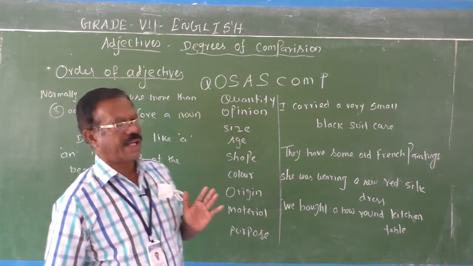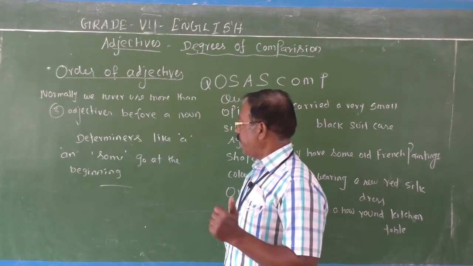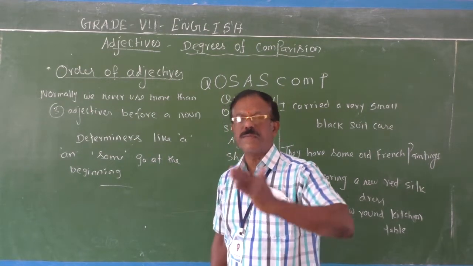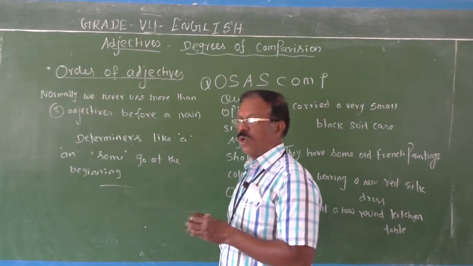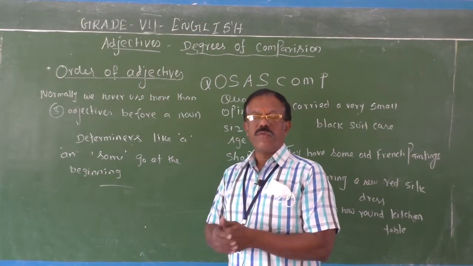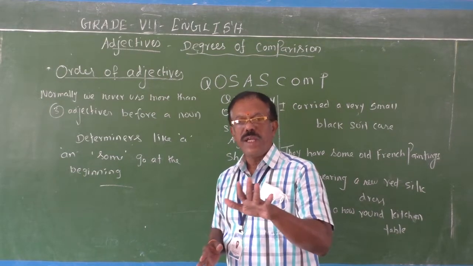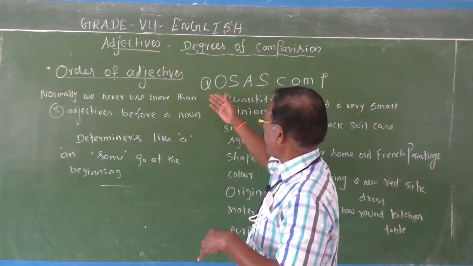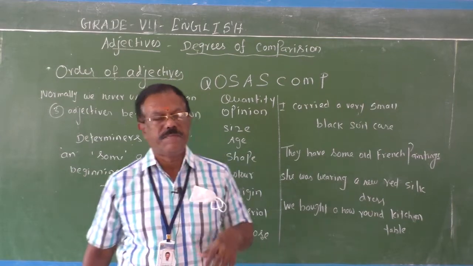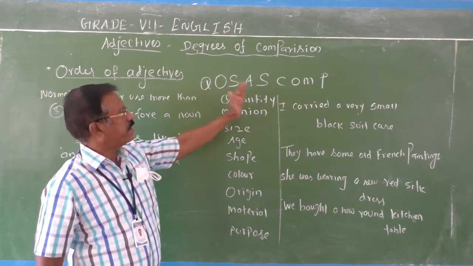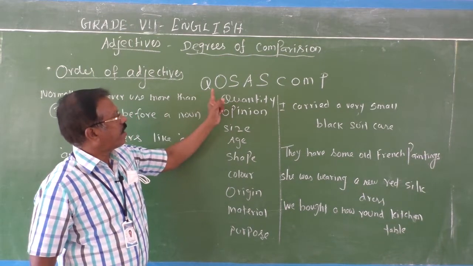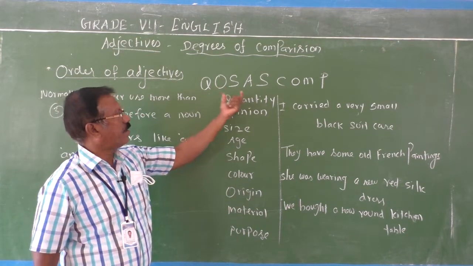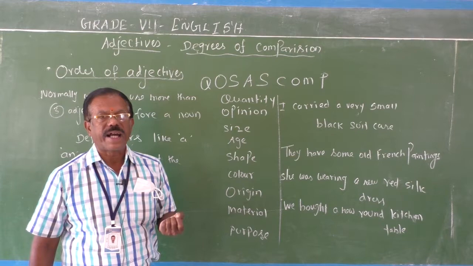Normally, determiners like a, some, any may be used in the beginning of a sentence or just before the noun. Then they may be followed by other adjectives. For easy remembrance of the order of adjectives, here I have given you a formula-like word. If you remember this word, each letter of this word represents one kind of adjective.